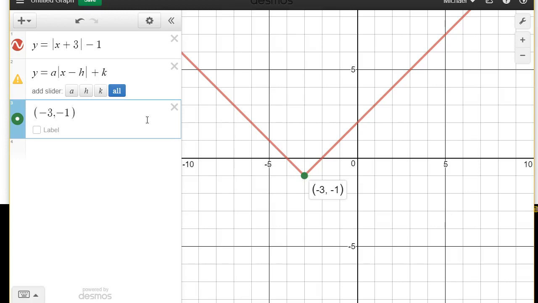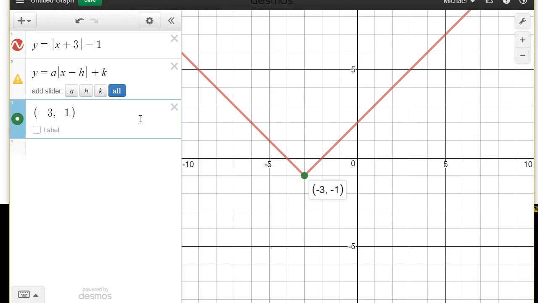All right, so those are the main concepts that I wanted to get across to you for absolute value functions. You can translate the graph right and left and up and down using h and k, and then you can make the graph more thin or more wide using a, and a acts a lot like slope.